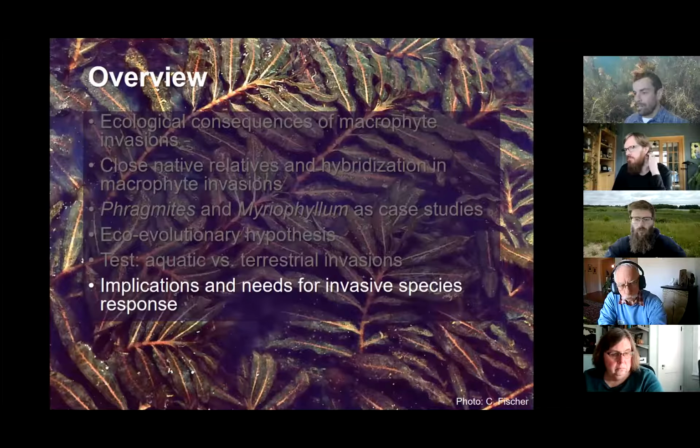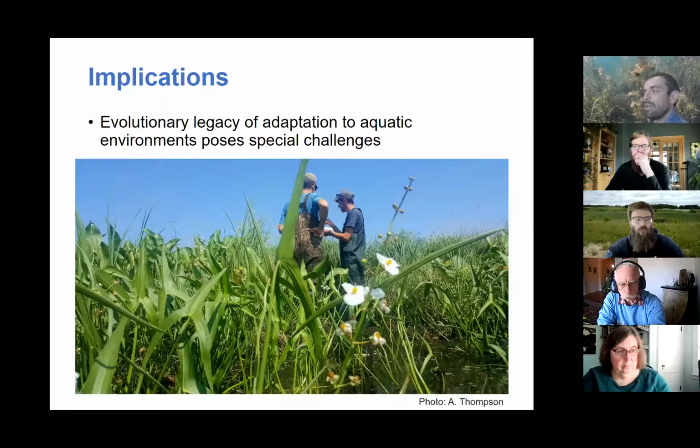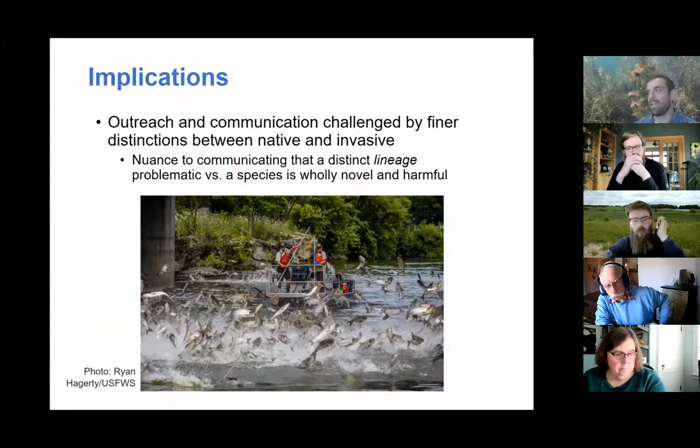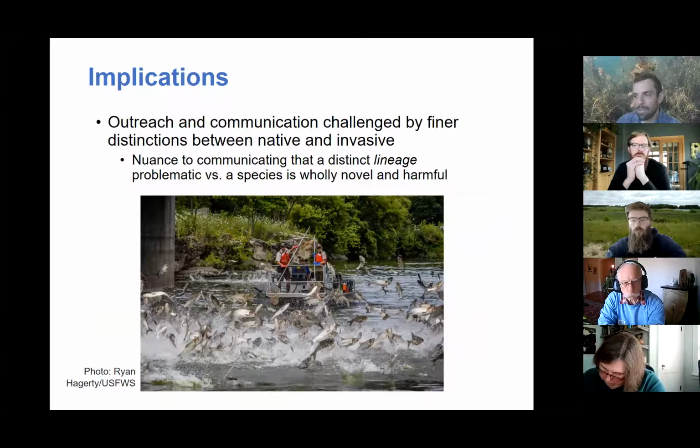Okay, so now I'm going to turn to what I think some of the implications are of these basic biological patterns for invasive species response efforts and for research and extension needs. So I think the evolutionary legacy of adaptation to aquatic environments poses some special challenges. One, outreach and communication is challenged by these finer distinctions between native and invasive. So there's a lot of nuance to communicating that you have this distinct lineage or genotype that's problematic versus a species being wholly novel.